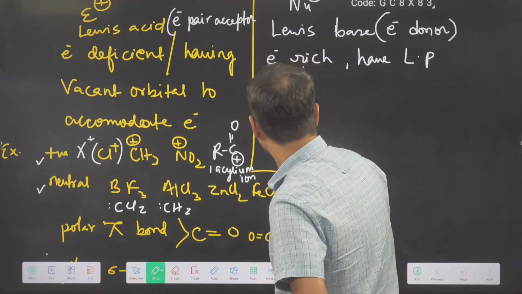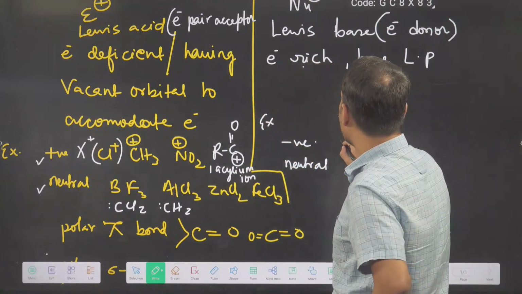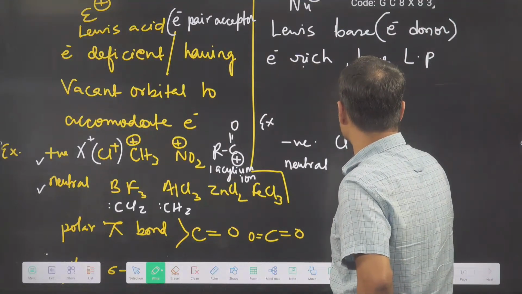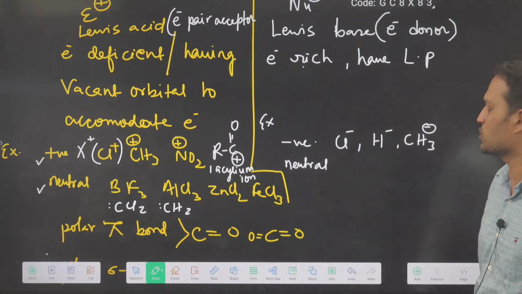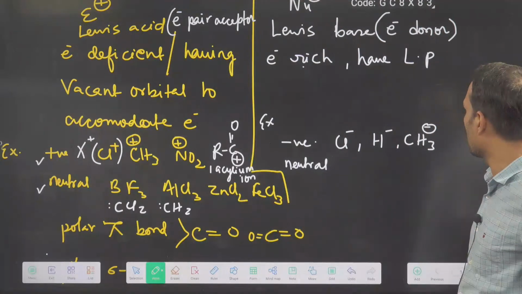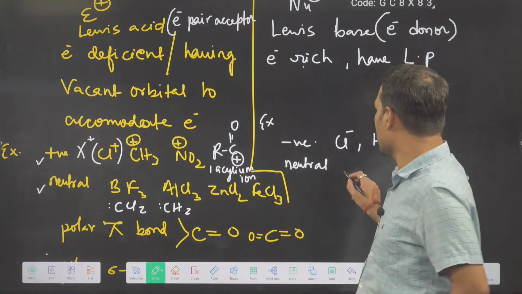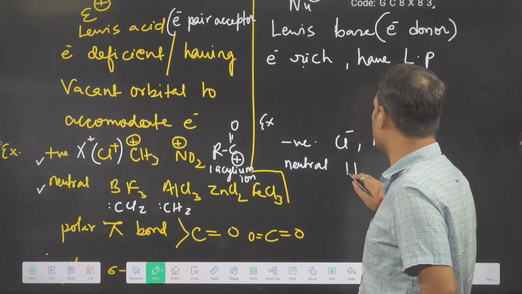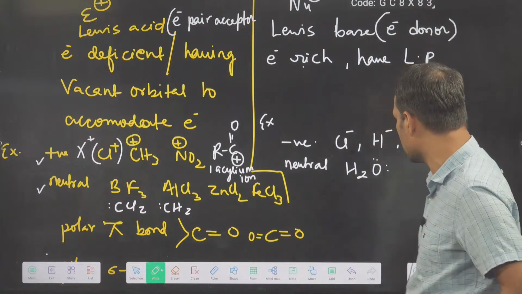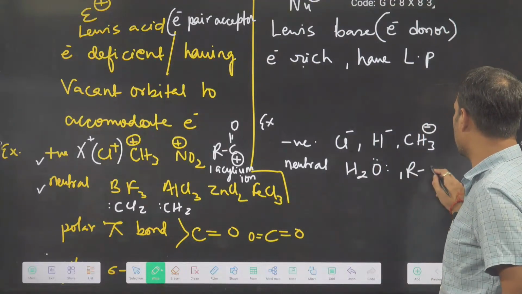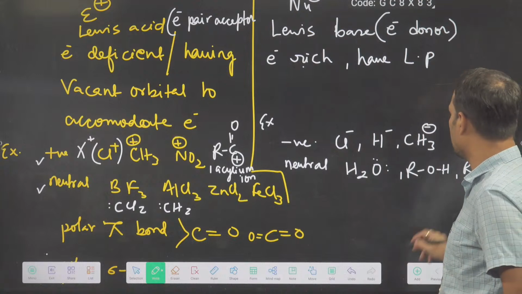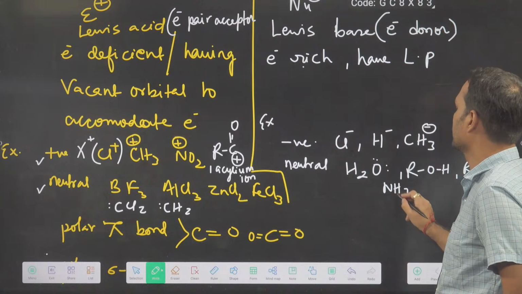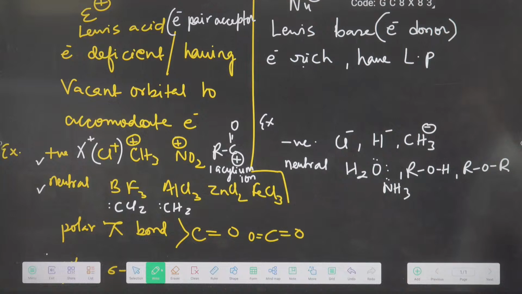Chalo, theek hai. Okay, then next part, negative charge species, like you can take Cl minus, H minus, CH3 minus, all are these what? Electron rich species. They will donate electron pair. Then they are saying tell examples of some neutral nucleophile, like water is there. Water is neutral, but it is electron rich. It will give its lone pair, like you can say alcohol, you can say ether, all these things are there. You can say ammonia. Dekh lo. So these are the examples.